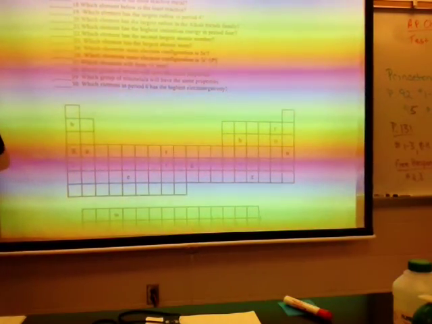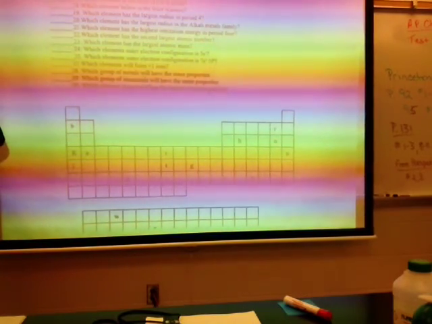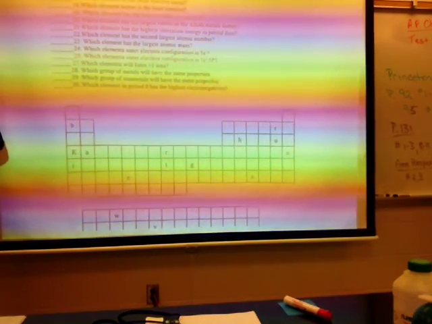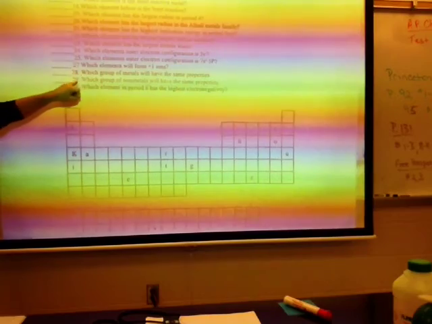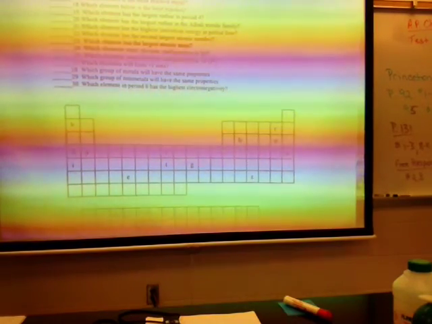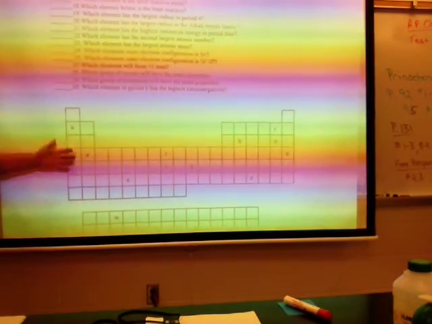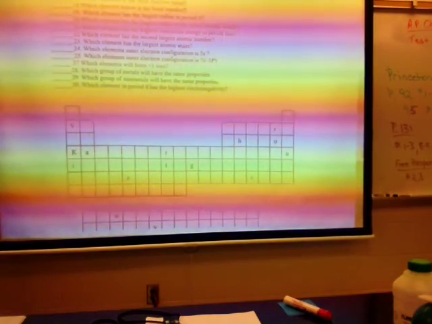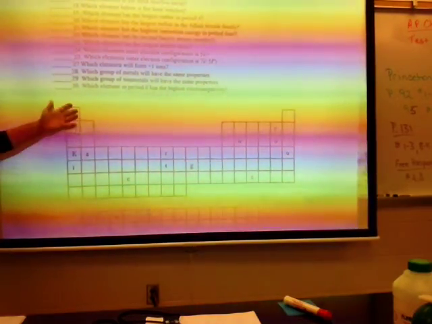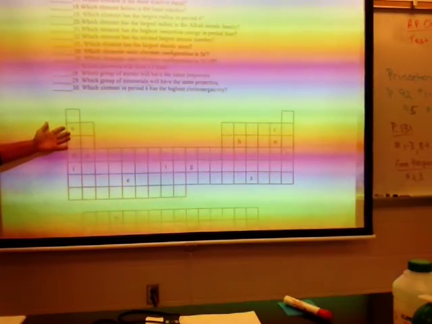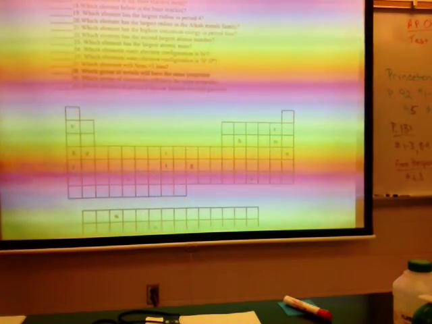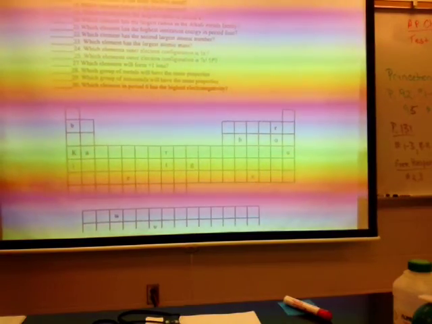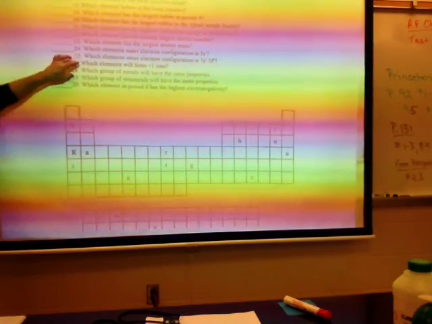Now, I'm not quite sure what he means. Let's leave off 28 and 29. Elements in the same family are all going to have the same properties. Which group of metals will have the same properties? This group? I don't know. I'm not sure what he's meaning on that one. 28 and 29, don't worry about.